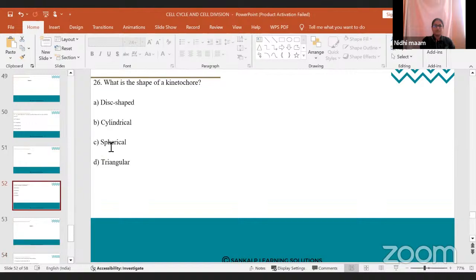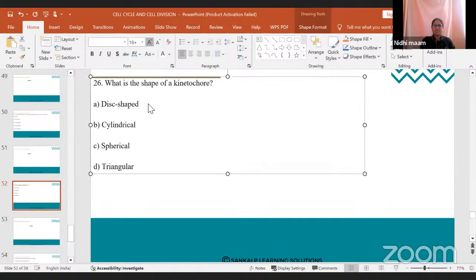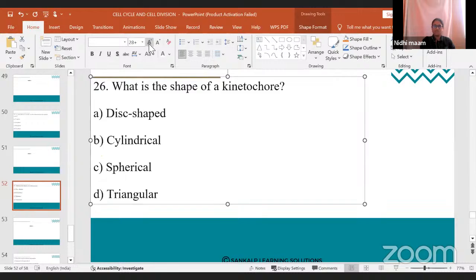Next question. What is the shape of kinetochore? A is disc shaped, B is cylindrical, C is spherical, D is triangular. What is the shape of kinetochore? The quick response is given by Shashank and Sidhu.